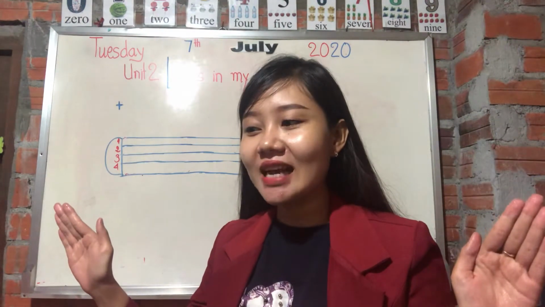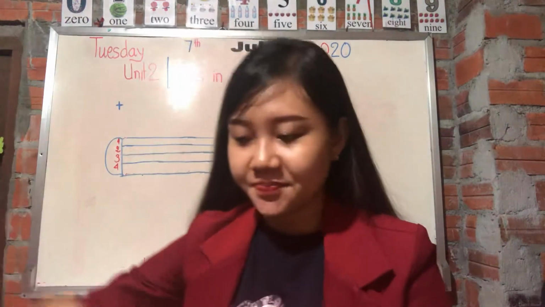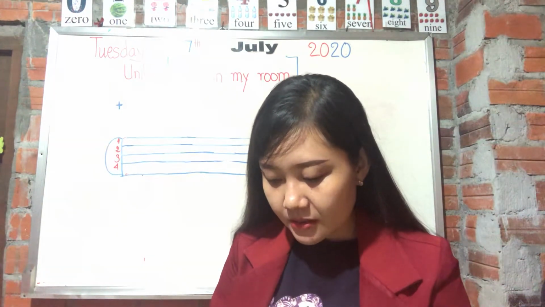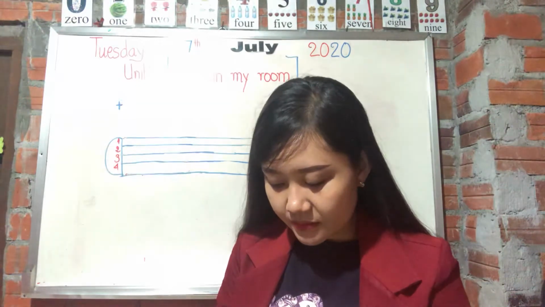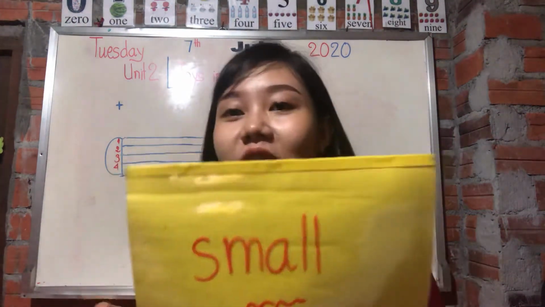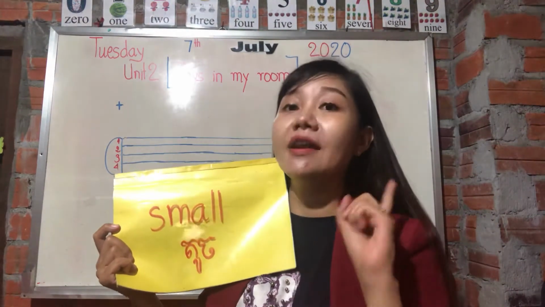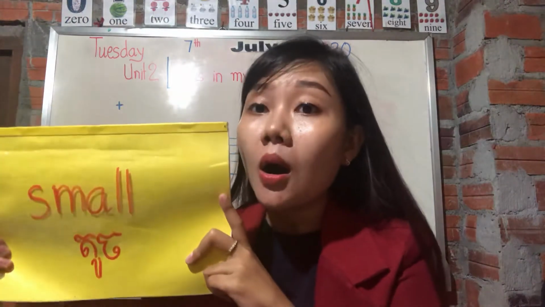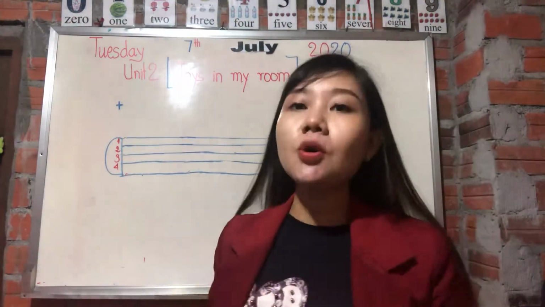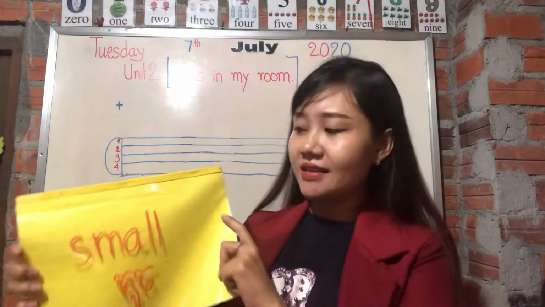Okay, everyone, the word that you study today is, do you want to know? I will show you. Do you want to see? Can you count for me? 1, 2, 3. Okay, everyone, the word that you study today is small. Listen one more time. I read for you and then it's your turn. Small, small, small. Your turn. Schoolboy, small. Schoolgirl, small. All together, small.